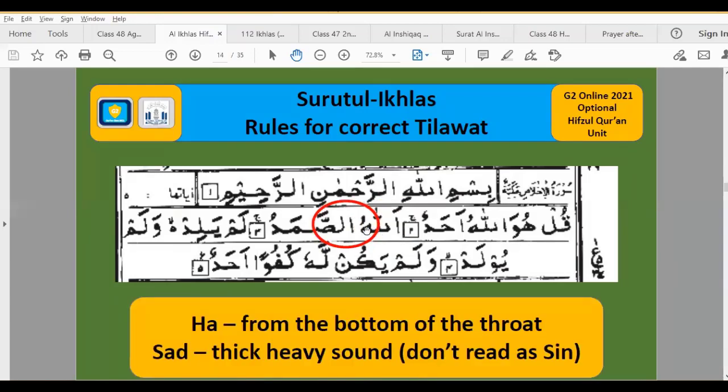Next, we have the letter ha, which is made from the bottom of our throat, and we have the letter sod, which is made with a thick and heavy sound. Make sure you don't read it as a seen. A seen is a thin sounding letter. Sod is a thick and heavy sounding letter. So we must make sure that we're pronouncing this correctly.